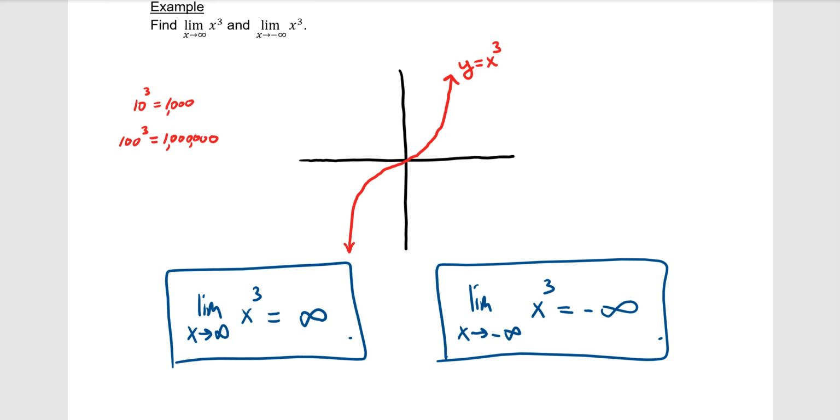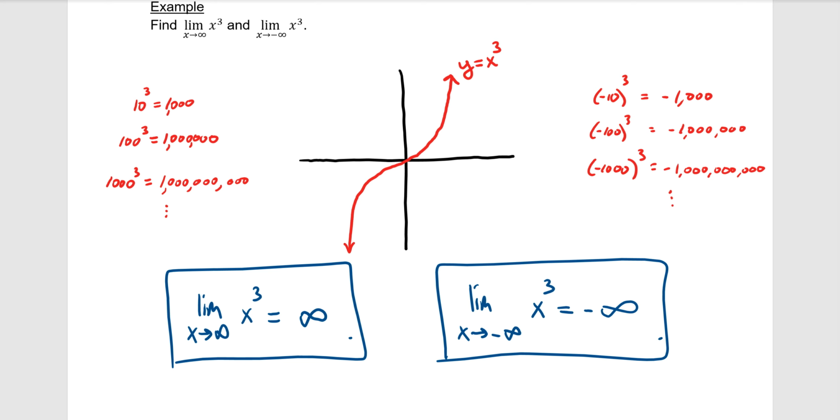And that would be 1 million. We can use x as 1,000, and that would be 1 billion. And you can keep on going, and you can see that that's going towards infinity. And then you can do it the other way too and say negative 10 cubed, negative 100 cubed as x goes to negative infinity, negative 1,000 cubed, and they're going to equal the same numbers except negative, which shows us that it's going towards negative infinity for that one.